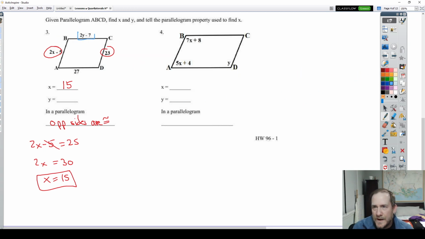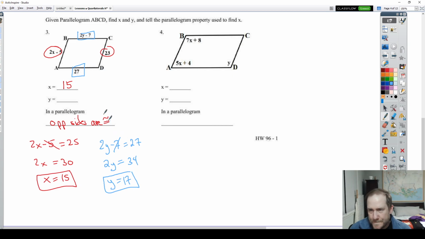Now we take this y expression, which is opposite from 27. You just set them equal. So if 2y minus 7 was equal to 27, then the first thing I'm doing is adding 7 to both sides. That'll cancel that, and that'll bop this up to 34. I'll then divide by 2 to find that y is 17. And that's it for that whole question. That's kind of cake. And then number 4 is where it gets a little bit harder.